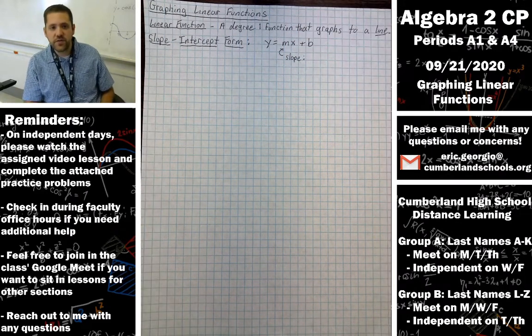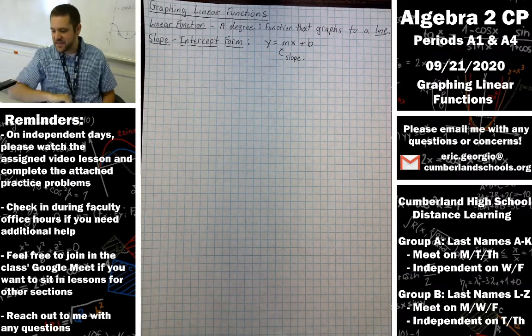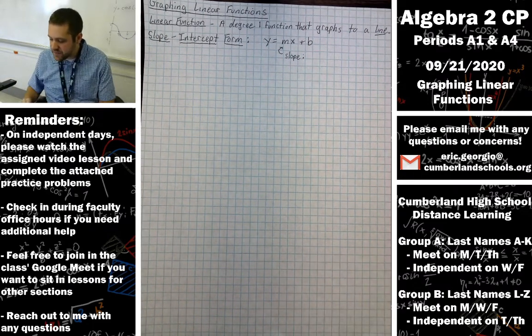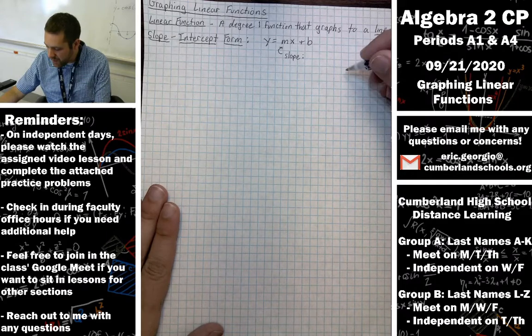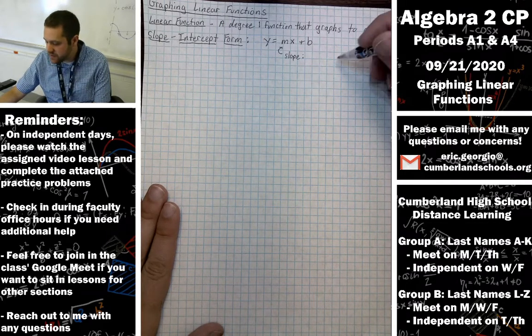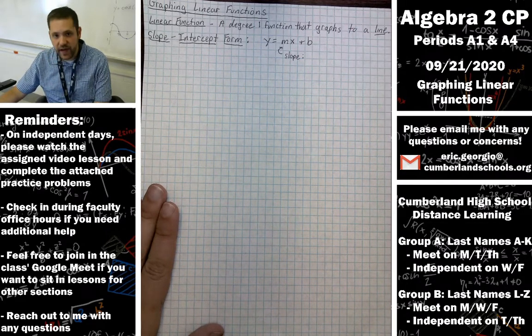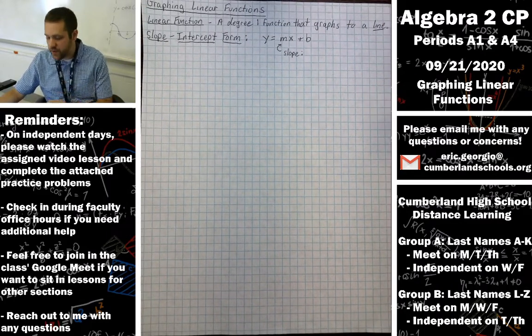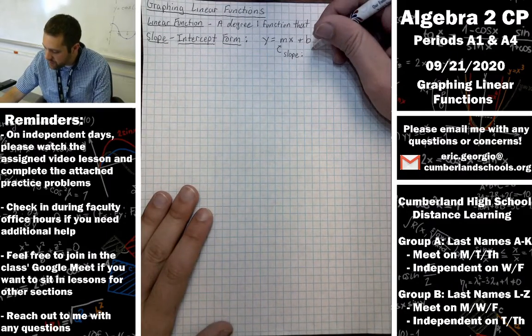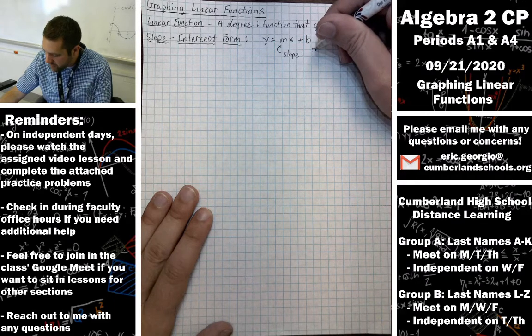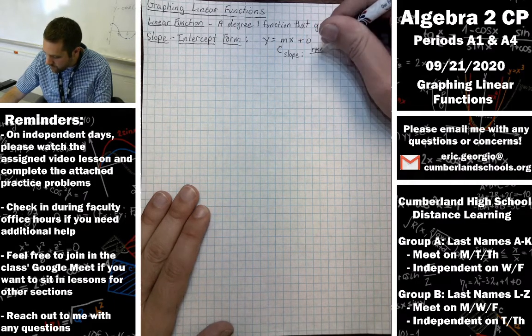And the slope refers to how steep the graph is slanted. You can have a positive slope. A positive slope will rise up and to the right. A negative slope will fall down as you go from left to right. It always goes from left to right, slope does. And slope, you may recall, is defined as rise over run.